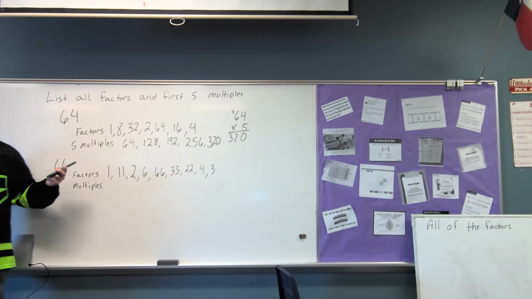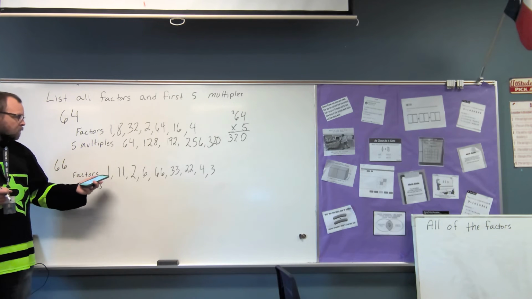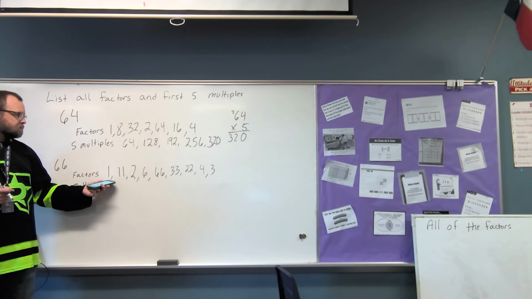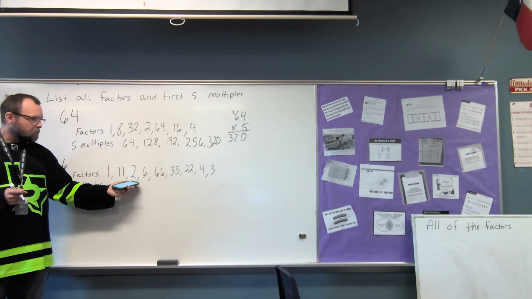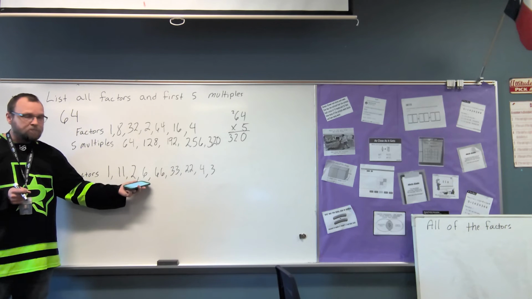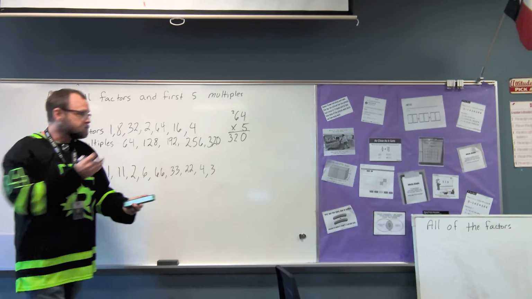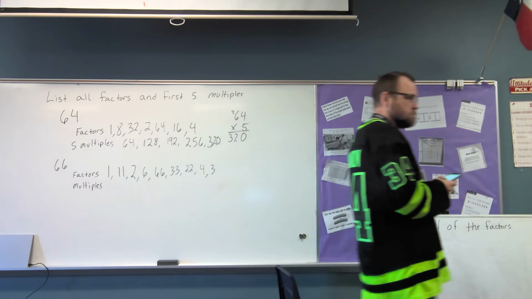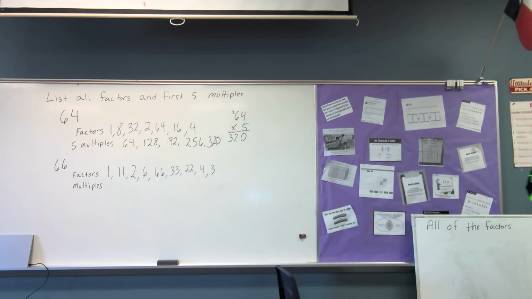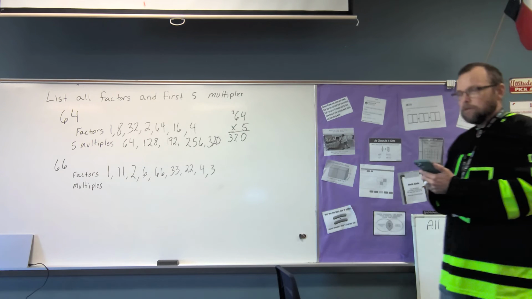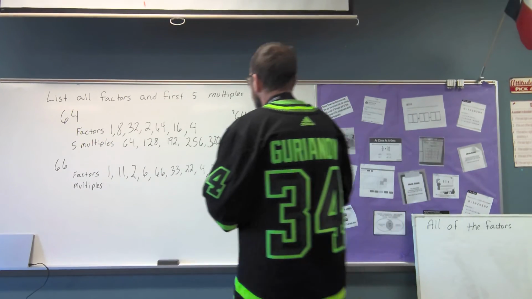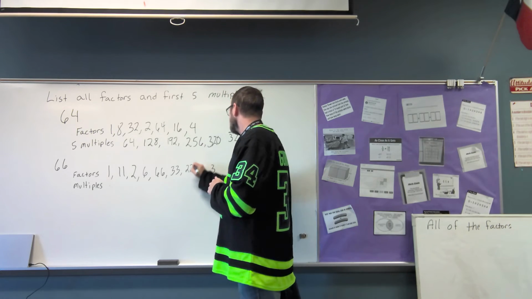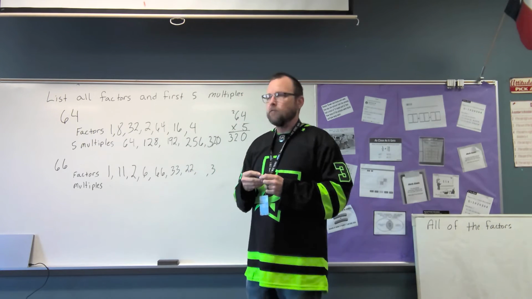Think of my factor pairs. So listen real quick. We know 1 times something equals 66. We know 11 times something equals 66. We know 2 times something equals 66. We know 6 times something equals 66. So if you don't see the matching one up there, can't think of it. Nixon. I don't think 4 is a factor. You don't think 4? No. All right. It doesn't have a pair.